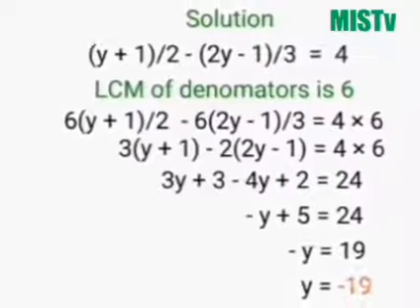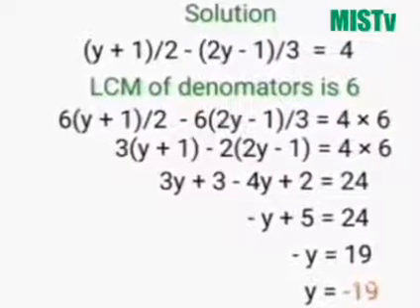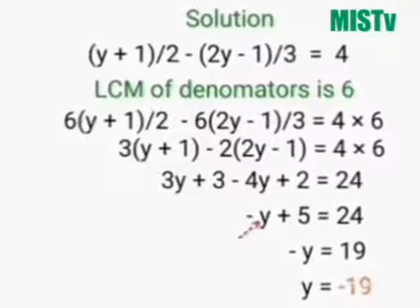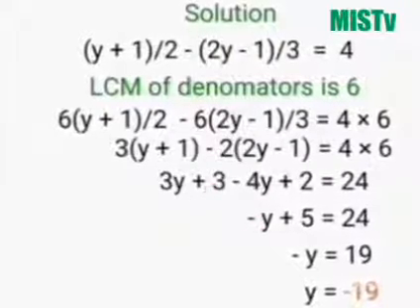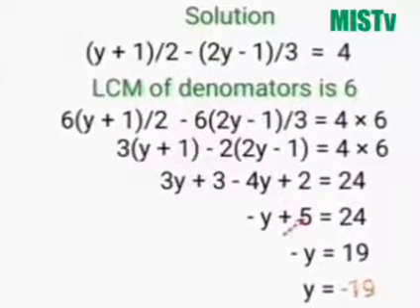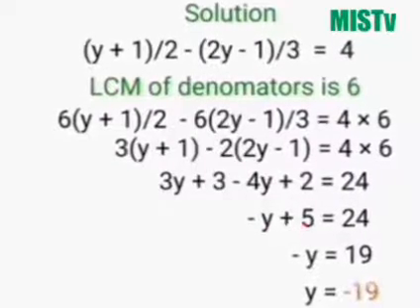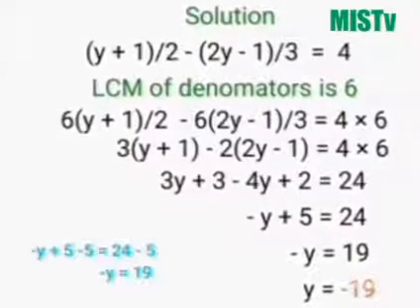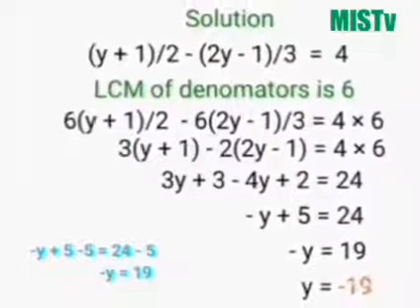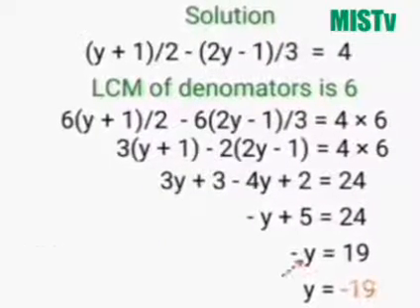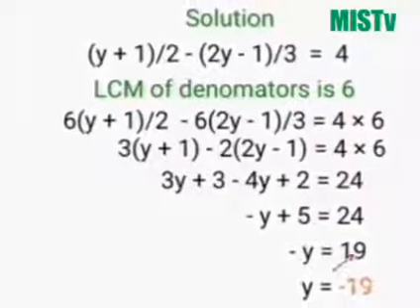Step 4. Add or subtract like terms. 3y minus 4y gives minus y. 3 plus 2 gives 5. Then we have that minus y plus 5 equals 24. Now subtracting 5 from both sides of the equation, we now have that minus y equals 19.